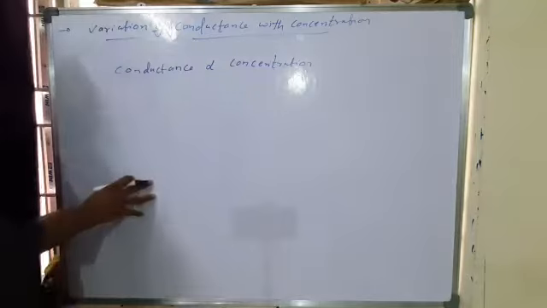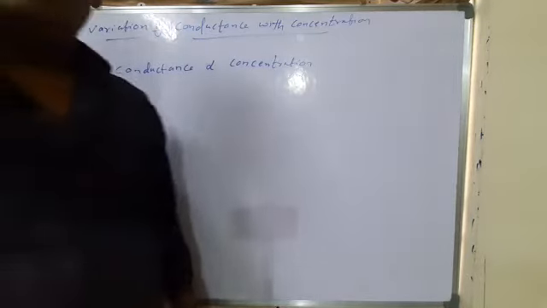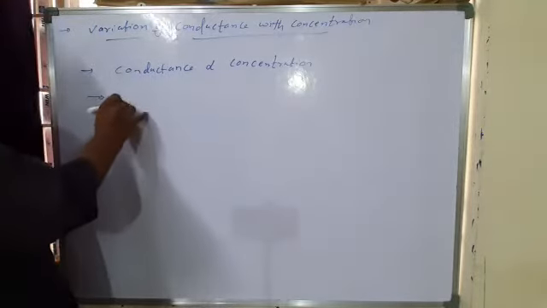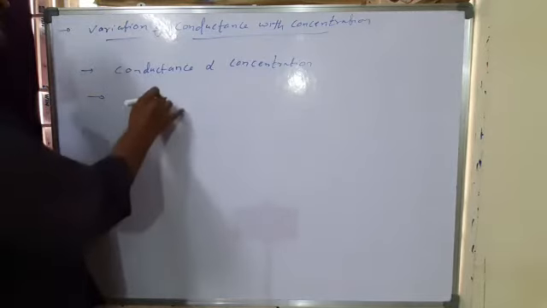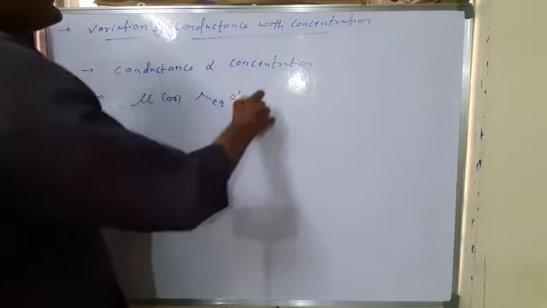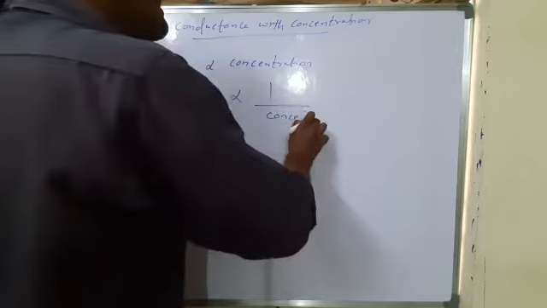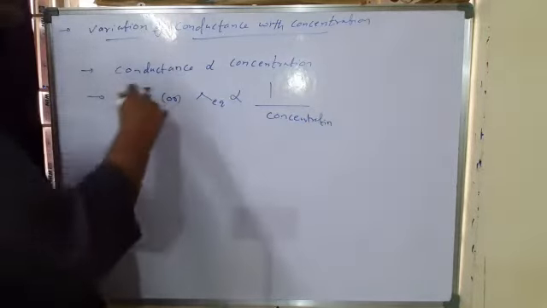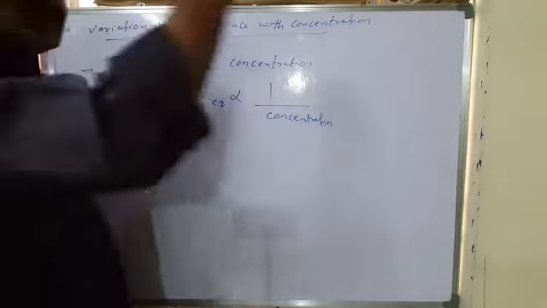But the equivalent conductance or molar conductance, that is mu, is inversely proportional to concentration. Why? Because these terms depend on unit area of the solution, but conductance is for the overall solution.